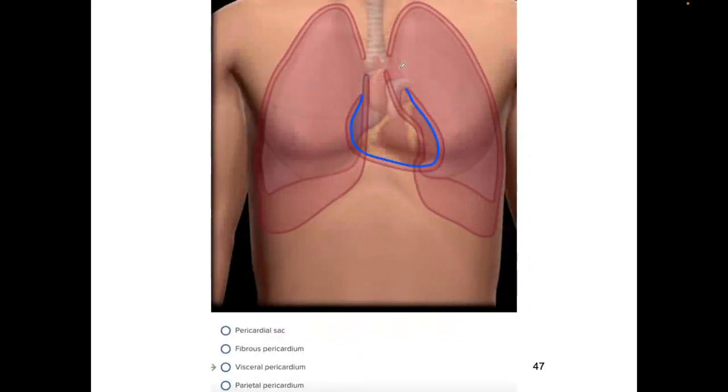All right, so let's say if this showed up in the past, so now we're looking at the heart. We see that there's one line there. It's not pointing to this one here. So the one closest to the heart or to the organ is the visceral pericardium. Parietal pericardium would be that one there, right there.